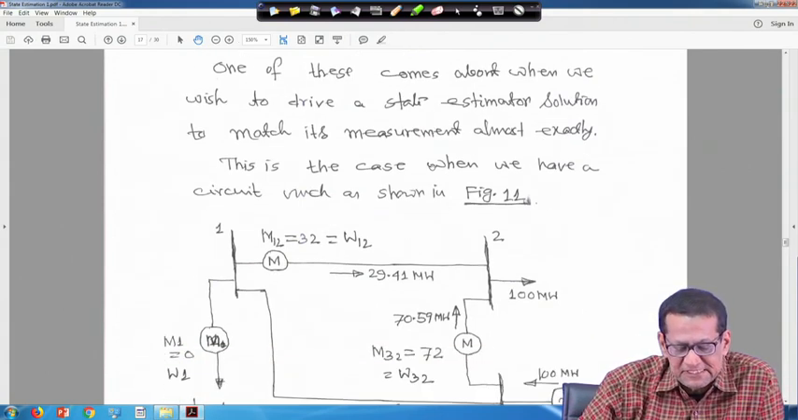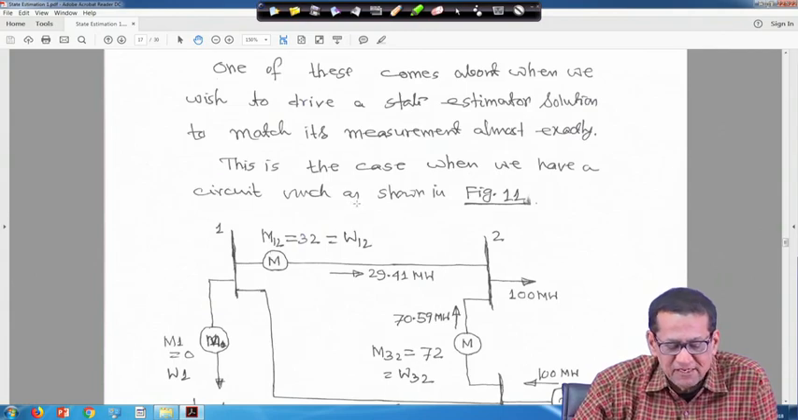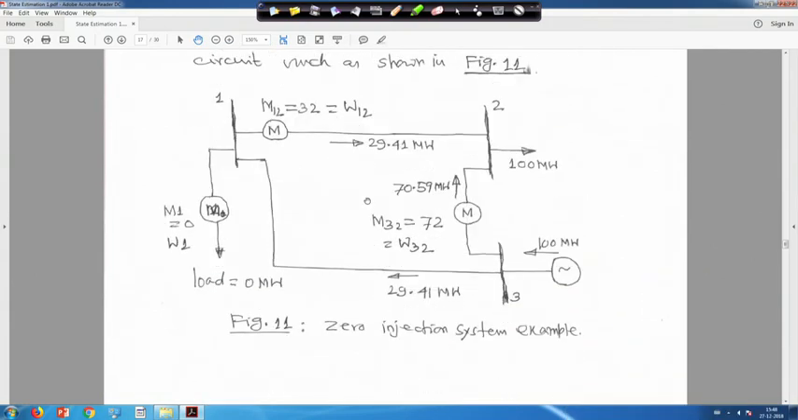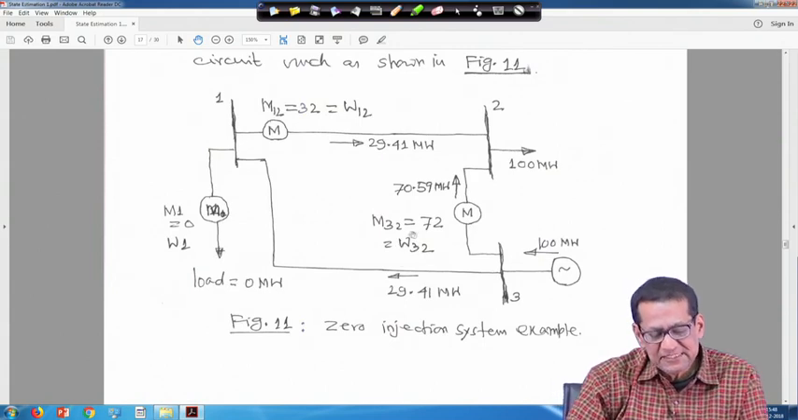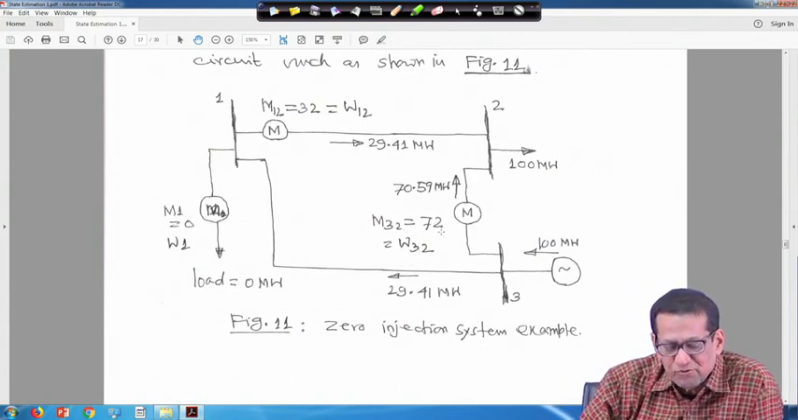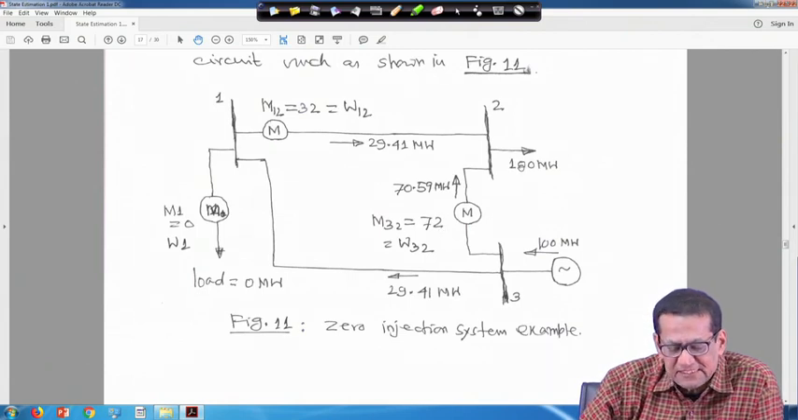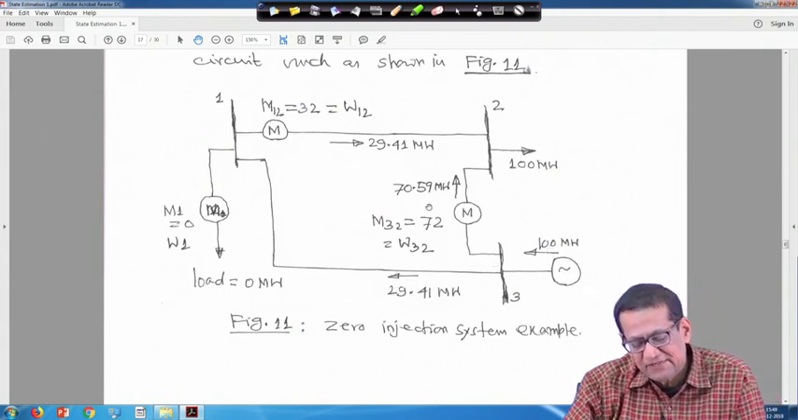right. So, this is the case when we have a circuit as shown in figure 11. The W12 measurement is 32 megawatts, say, and this is your load. Here there is load or generation, it does not matter, that is meter 1, and its reading is 0. Another meter is W32, which is 72 megawatts, all in megawatts. And 100 megawatts is entering here, because if you go for power summation, you will get this result, right.